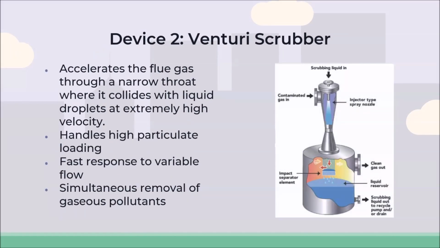Venturi scrubbers, on the other hand, are designed specifically for fine particulate removal. They accelerate the flue gas through a narrow throat, which collides with liquid droplets at extremely high velocities. This gives Venturi scrubbers excellent performance for particles smaller than 1 micron, making them ideal for dusty or highly variable gas streams. The trade-off is that Venturi systems have a high pressure drop, which increases energy consumption and overall operating costs.